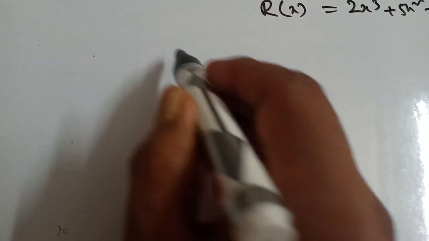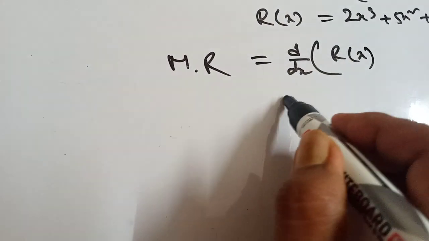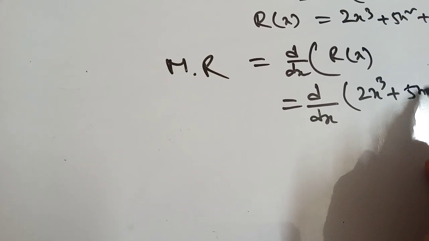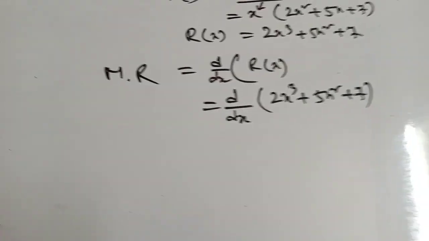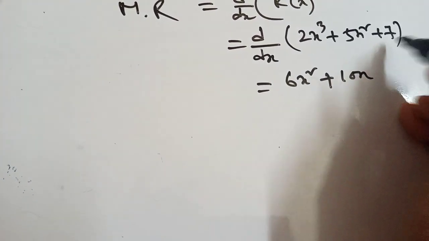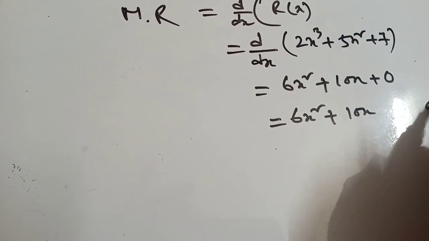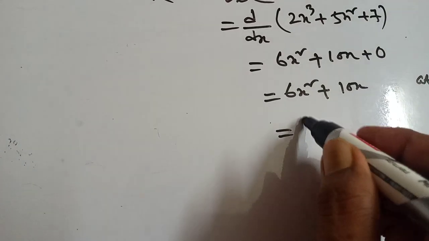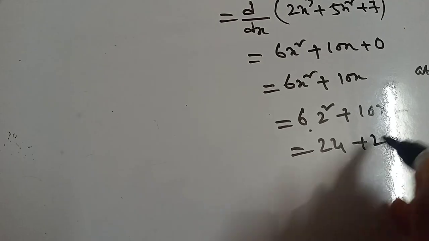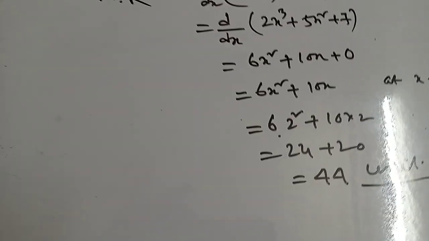Now marginal revenue equal to ddx of Rx, that means ddx of 2x cube plus 5x square plus 7x. It will be 2 into 3, 6x square plus 10x plus 7, and this is constant, that means 0. It will be 6x square plus 10x at x equal to 2. Then it means 6 into 2 square plus 10 into 2, 24 plus 20, that means 44 unit. This is called marginal revenue.